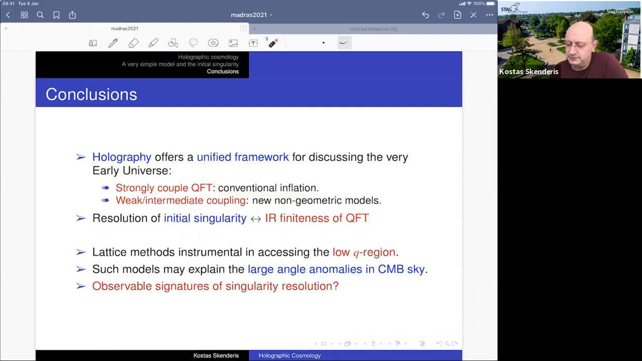So this gives rise to new non-geometric models. In this context, the resolution of the initial singularity is related to the infrared finiteness of the quantum field theory. In order to assess this, and also to compute the power spectrum at low q, we need new methods. This is what I have been building over a number of years now, using lattice methods. Such models could explain the large angular anomalies in the CMB sky, and potentially would also have observational signatures of the resolution of the singularity.